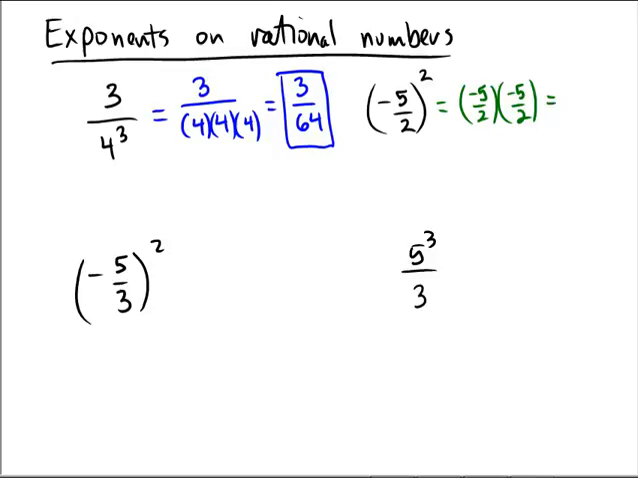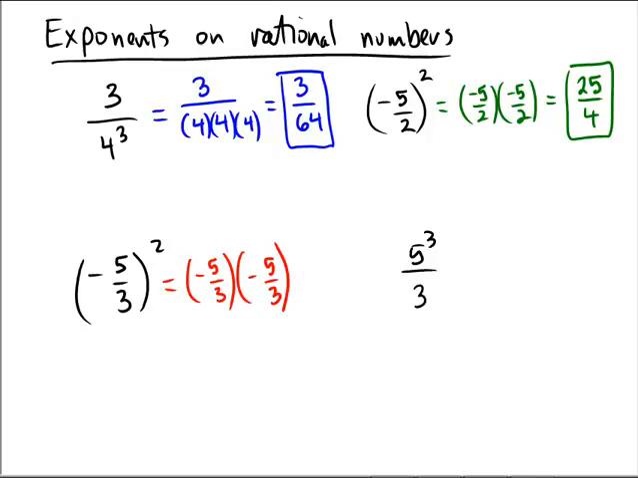In the numerator, 5 times 5 is 25, and in the denominator, 2 times 2 happens to be 4. So the answer is 25 fourths. Next one, we have negative 5 thirds quantity being squared. So squaring means we're going to write it out twice. Negative 5 thirds, negative 5 thirds.